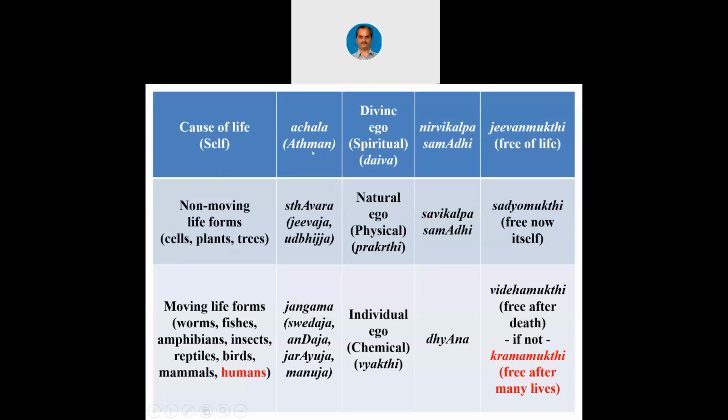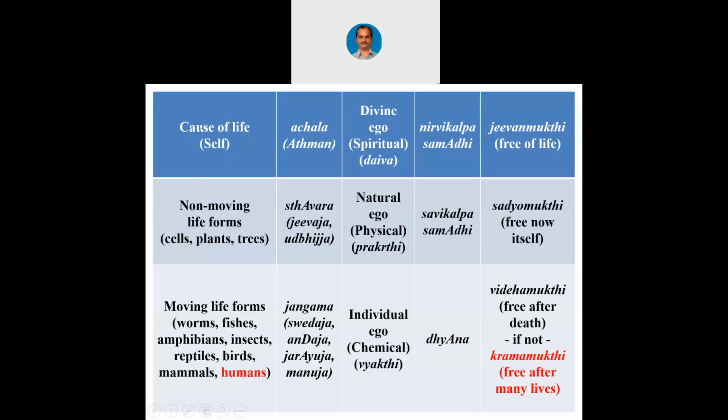Self is omnipresent, omnipotent, omniscient. Hence, self is not moving. But cells, plants and trees are non-moving life forms. For example, Jivaja and Udbhija. The basic cells, living cells, can be called Jivaja because a cell will divide itself and becomes two cells. A cell will give rise later to two cells. That way, division itself is the multiplication there. 2 will become 4, 4 will become 8, 8 will become 16 that way. So it is called as Jivaja. Next, plants and trees, as you already know, they are Udbhija.